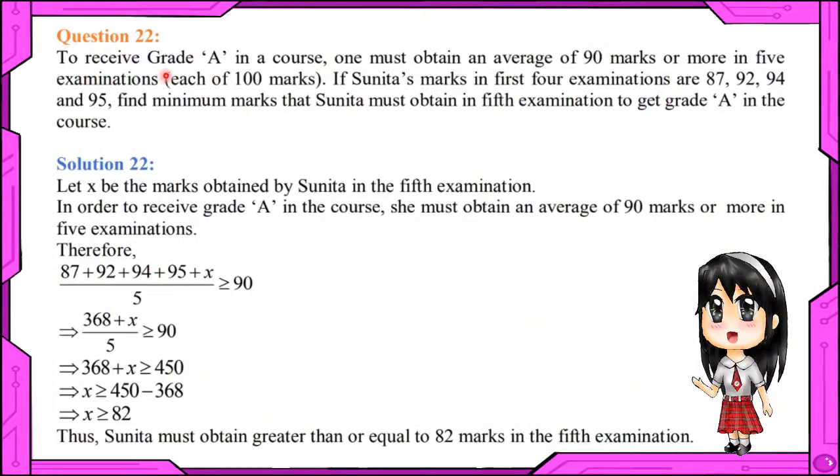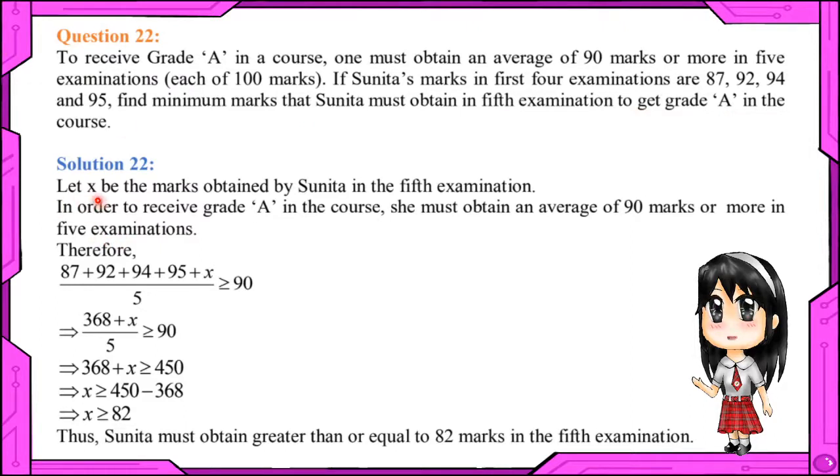Question 22. To receive grade A in a course, one must obtain an average of 90 marks or more in 5 examinations, each of 100 marks. If Sunita's marks in first 4 examinations, this is same as the example that we just discussed, are 87, 92, 94 and 95, we have to find the minimum marks that she should obtain in the 5th examination to score grade A.